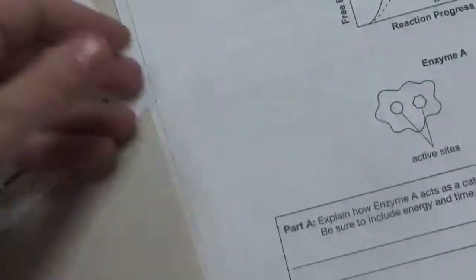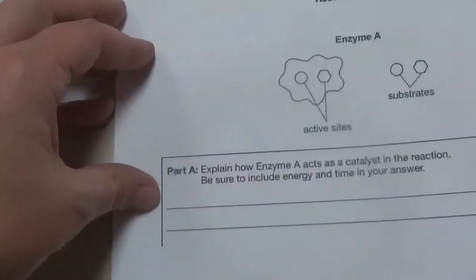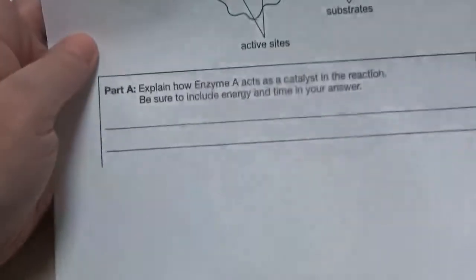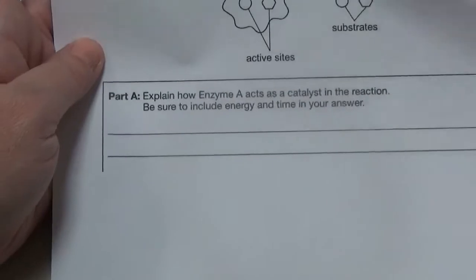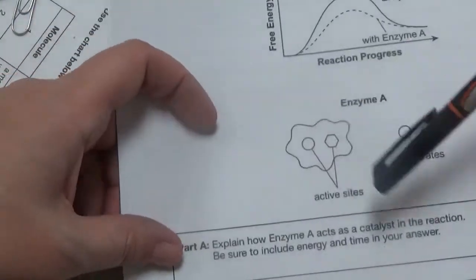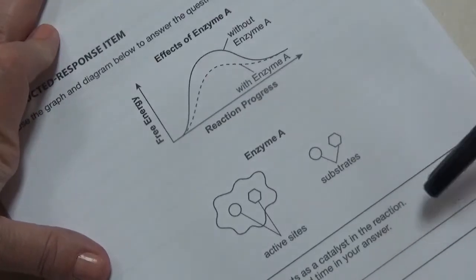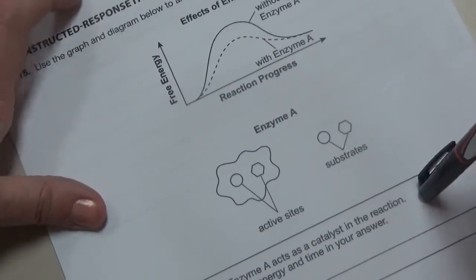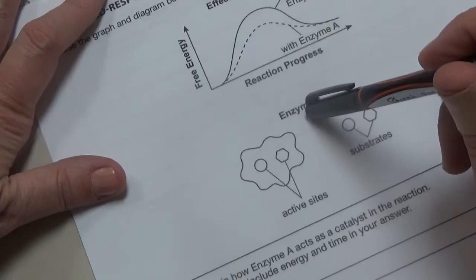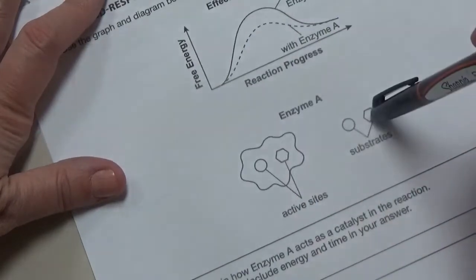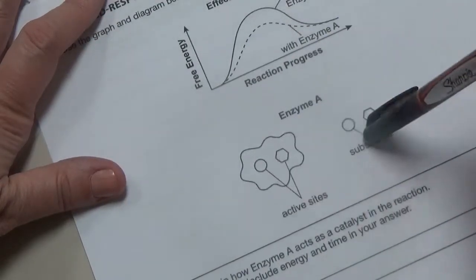Okay, page 15. Use the graph and diagram below to answer the question. Explain how enzyme A acts as a catalyst in the reaction. Be sure to include energy and time in your answer. All right. So enzyme A, this is the active site, this is the substrate. They fit together like a lock and key.